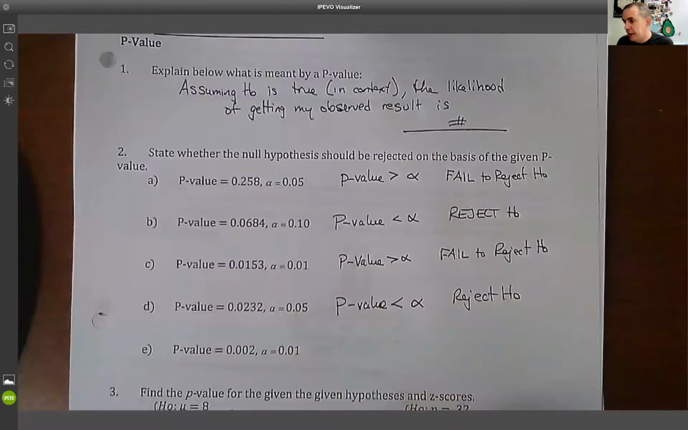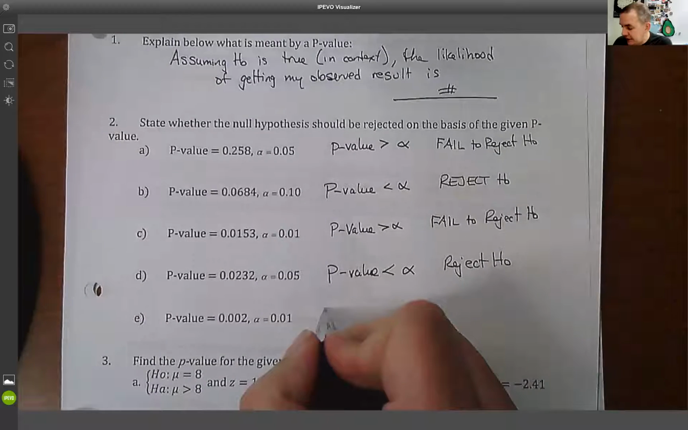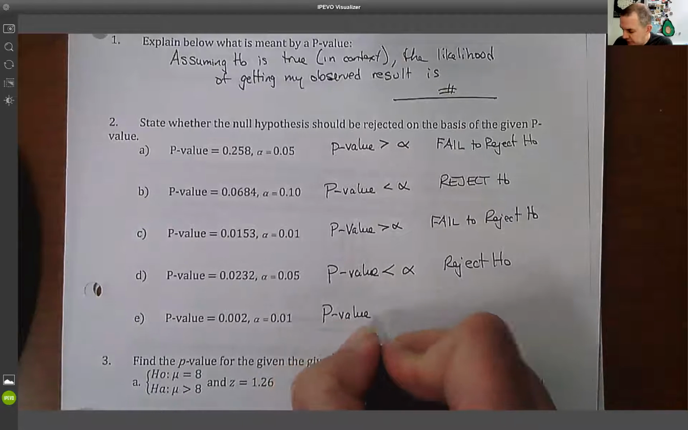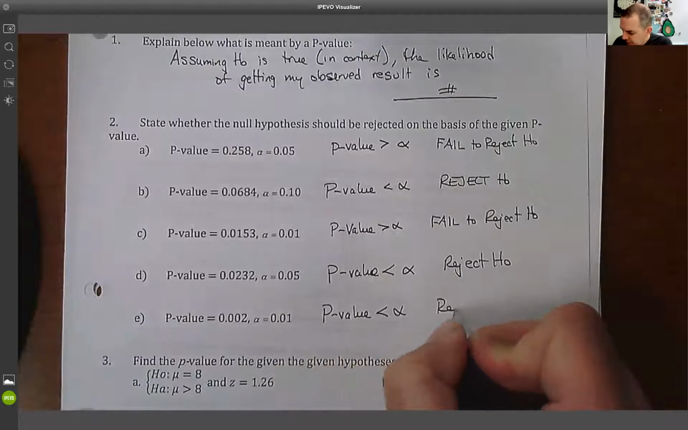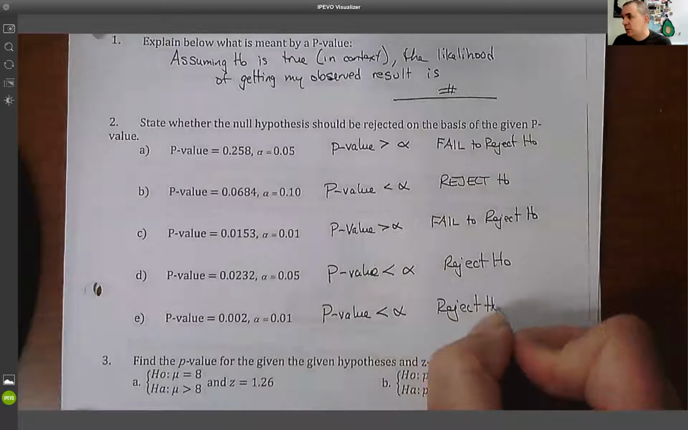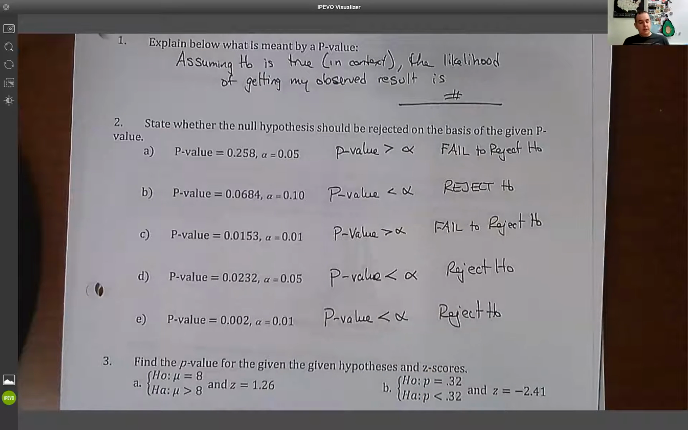Last one I'm going to be careful about because it's actually a less than. Just be careful with the decimals. P-value is less than alpha. I'm going to reject the null. So those are the decisions I make when I look at those.